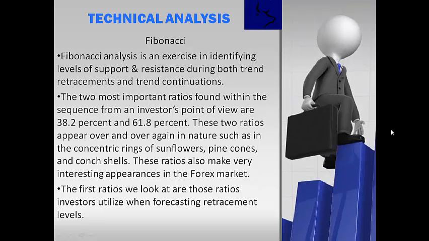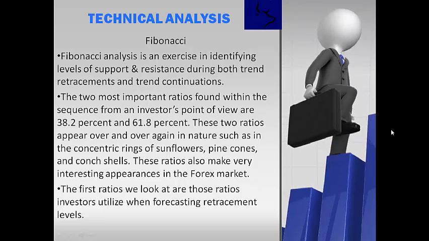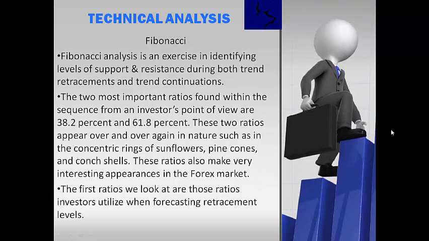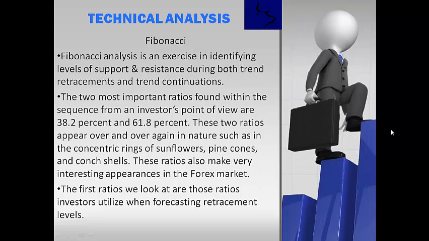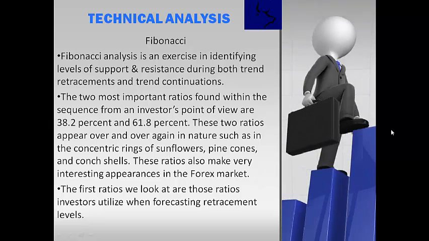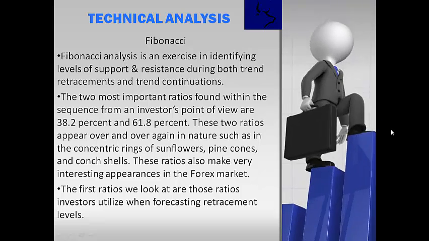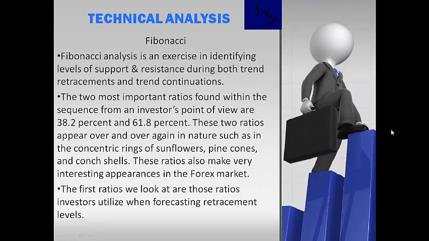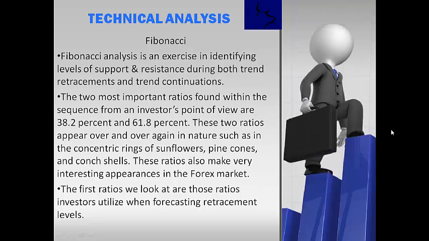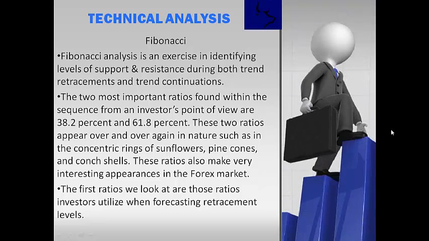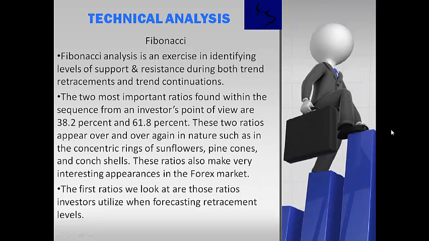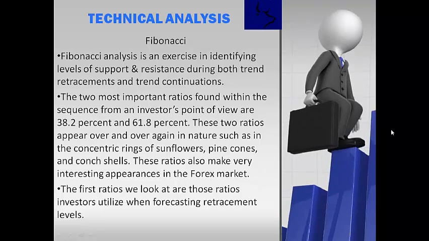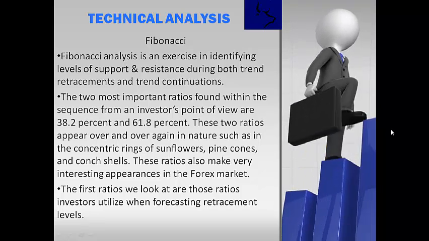This sequence was discovered by the Italian mathematician Leonardo Pisano, or Fibonacci. The Fibonacci sequence starts with 0, 1, and 1 and is calculated by adding the two most recent numbers in the sequence to arrive at the next number. Just to make it simple, if you take the first two numbers in the sequence, you get 0 plus 1 equals 1. If you then take the two most recent numbers, you get 1 plus 1 equals 2. Repeating the process, you get 1 plus 2 equals 3, and so on and so forth.